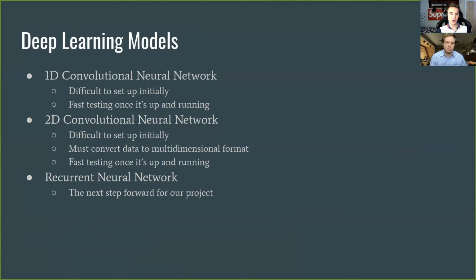And the recurrent neural network, or RNN, is the next step forward for our project. Being as we're 5 out of 8 weeks into our project, this is definitely the next step where we want to head with the project to better understand which models would perform the best here and to implement as many as we can here.